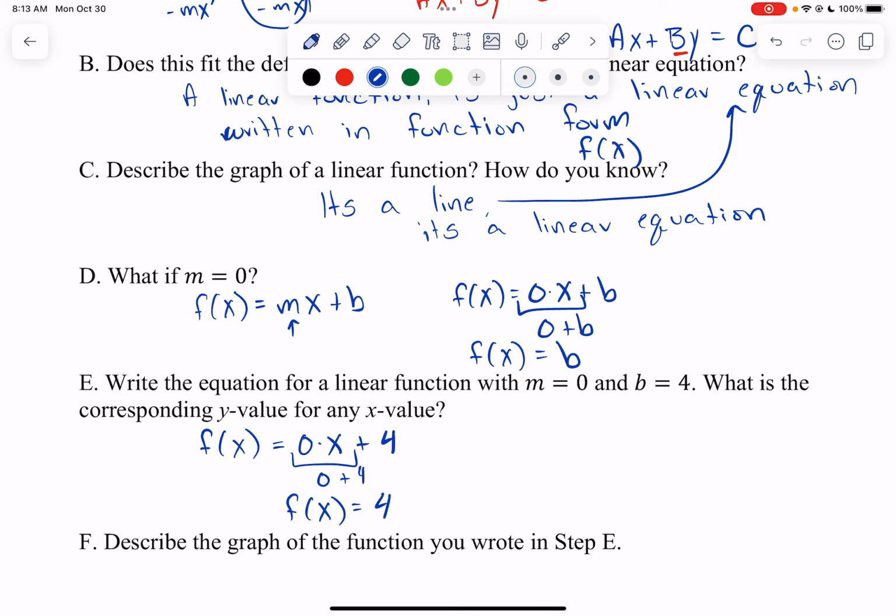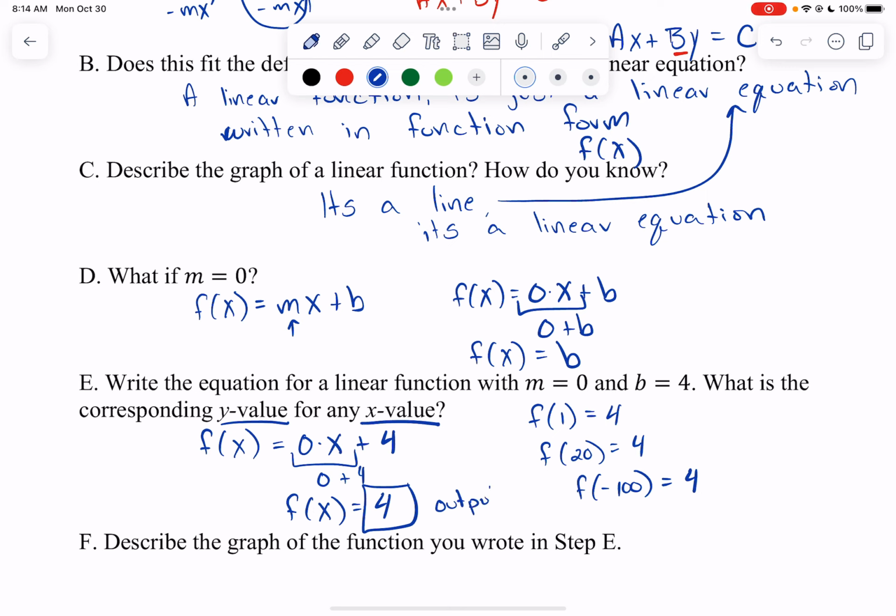We actually did a problem very similar to this on our last practice. What is the corresponding y value for any x value? Meaning, when I put any x value in, I don't know, x value of 1, what do I get out? Well, I don't have any place to put an x. There's no x. So my output is 4. When I put in a 20, my output is 4. When I put in a negative 100, my output is 4. Because what this function tells me is the output is always 4.